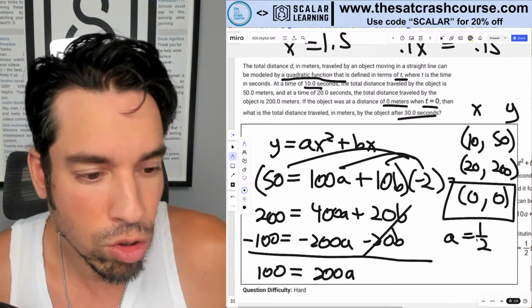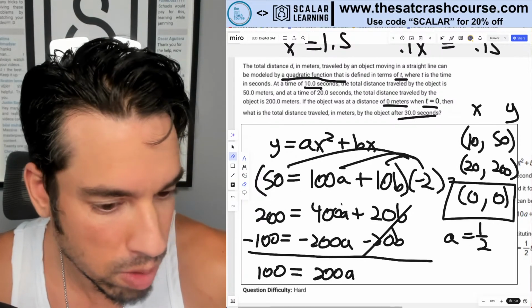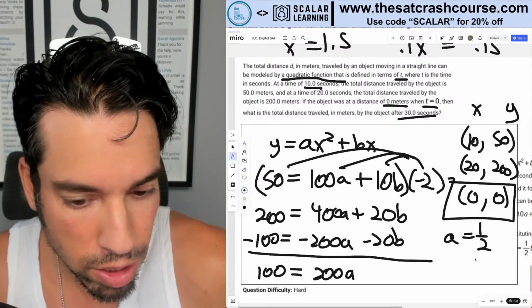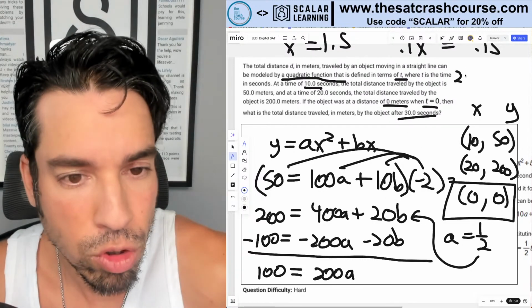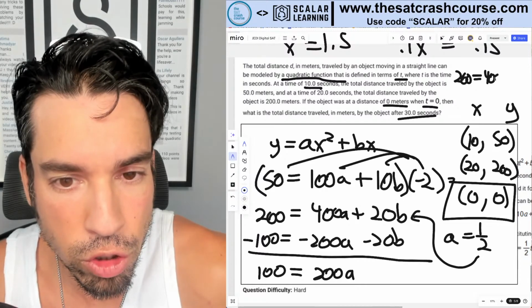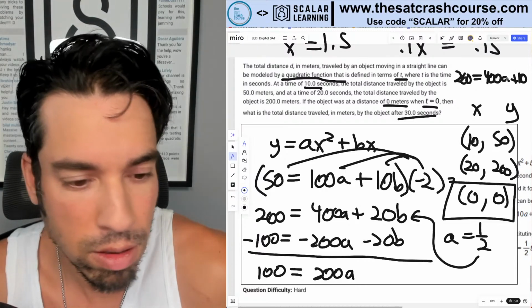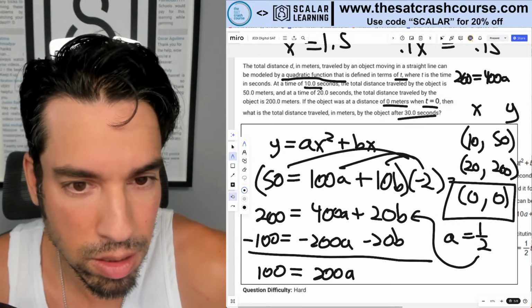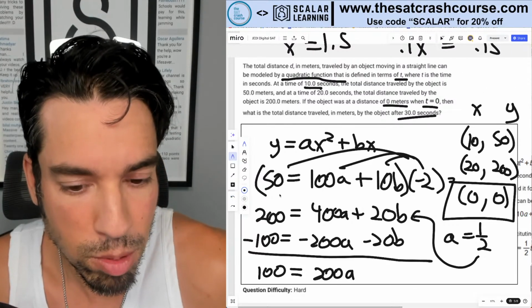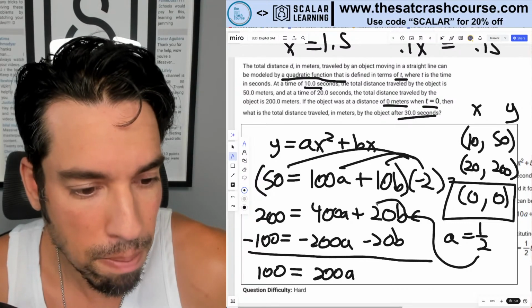Great. Now we need to solve for b. Let's plug and chug into any of these equations. Let's plug it in right here. So 1/2 of 20 would be 10. So 200 equals 400a plus 10. Wait, what? Oh, what am I doing? I plugged in for b. That doesn't make sense. Sorry. That's going to be a really weird number. This is a, my bad.